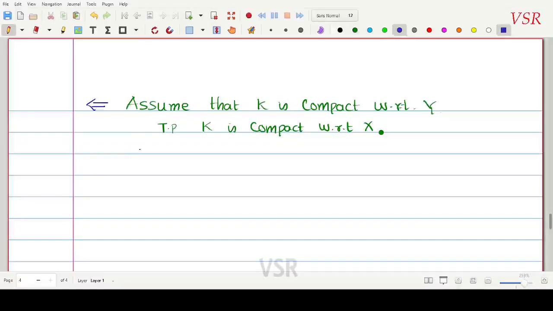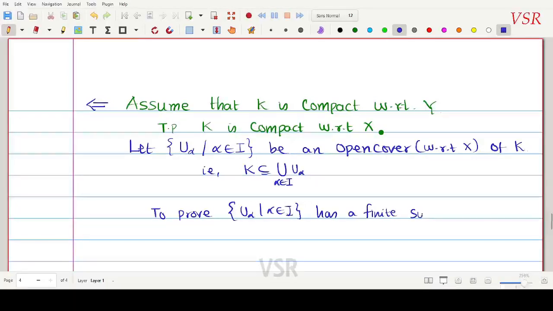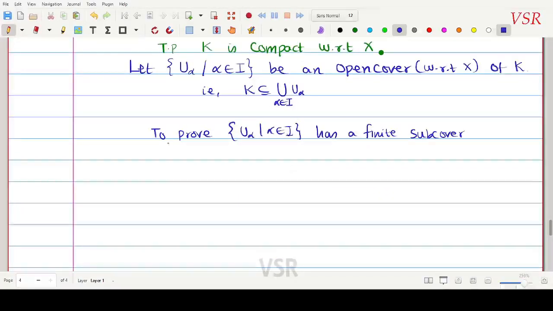Let U alpha, such that alpha belongs to some index set I, be an open cover with respect to X, an open cover of K. That means K is a subset of union of all U alpha where alpha belongs to I. Now we have to prove that this has a finite subcover.